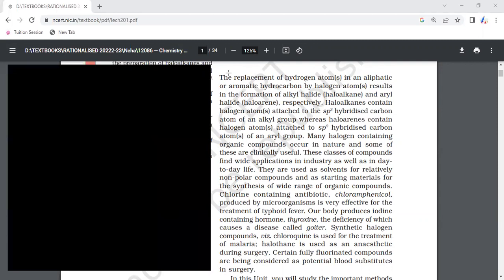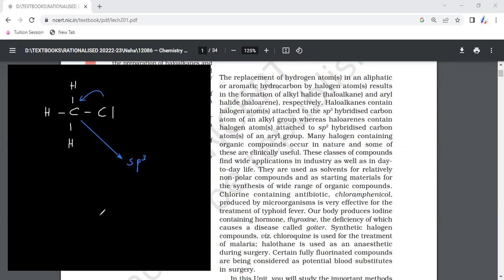A very simple technique. In haloalkane, let us take CH3Cl. Around this carbon, how will you find whether the carbon is sp3 hybridized or sp2 hybridized? If you see only single bonds around the carbon atom, that carbon is sp3 hybridized. So here the halo atom is attached to an sp3 hybridized carbon.